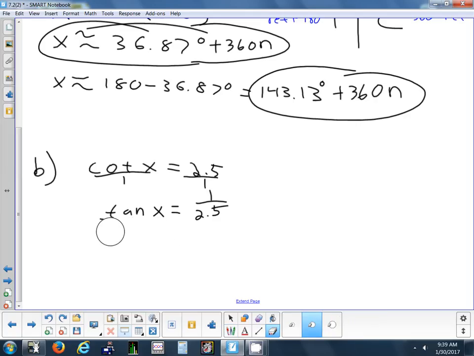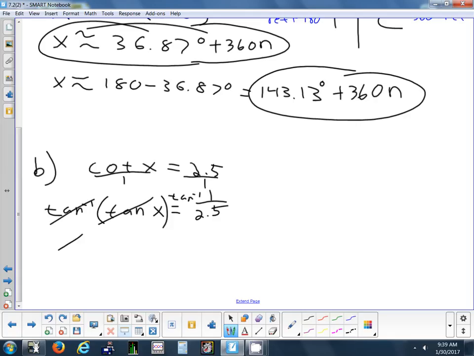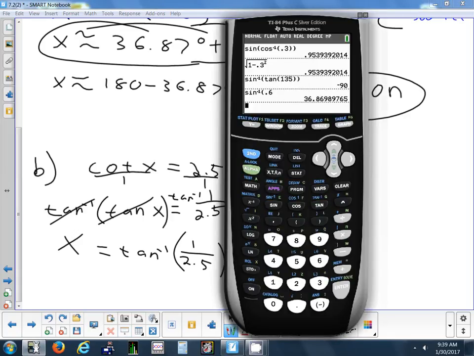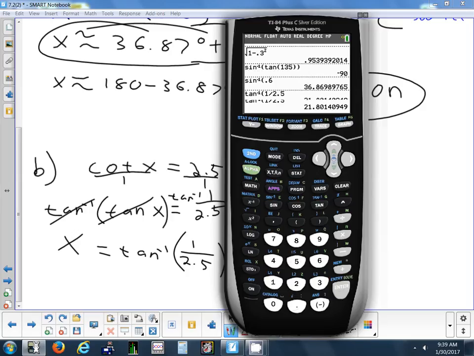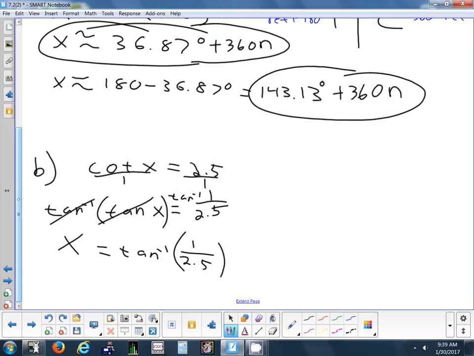Now to get x by itself, who can tell me what function cancels out tangent? Inverse tangent. Inverse tangent is perfect to use because you have a button for it on the calculator. So our first answer is this. Type that in, and that's the first one. All right, so let's see what we get. And I'm going to do it in degrees again. Second, inverse tangent of 1 divided by 2.5. 21.80 degrees.